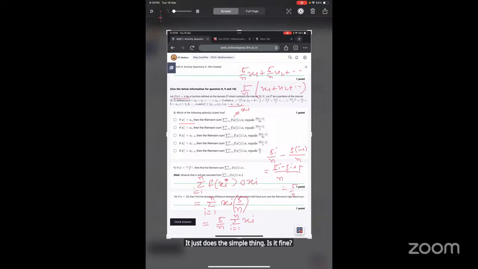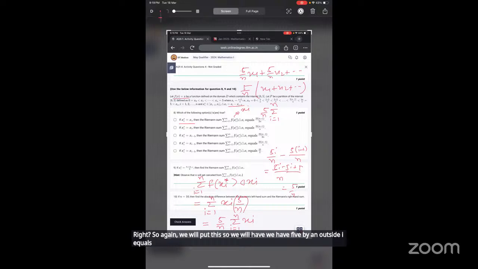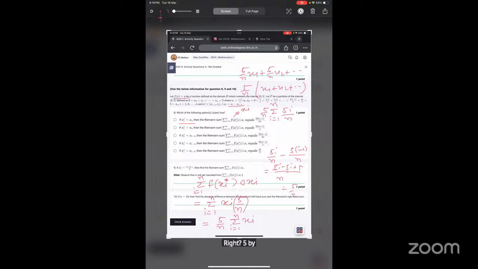Okay. So now we know the value of xi, which is 5i by n, right? So again, we will put this. So we have 5 by n outside, summation I equals 1 to n. Then we have 5i by n, right? 5 by n again we can take outside. So we will get 25 by n square summation I equals 1 to n I. Is it fine up to now? Any doubt up to now?